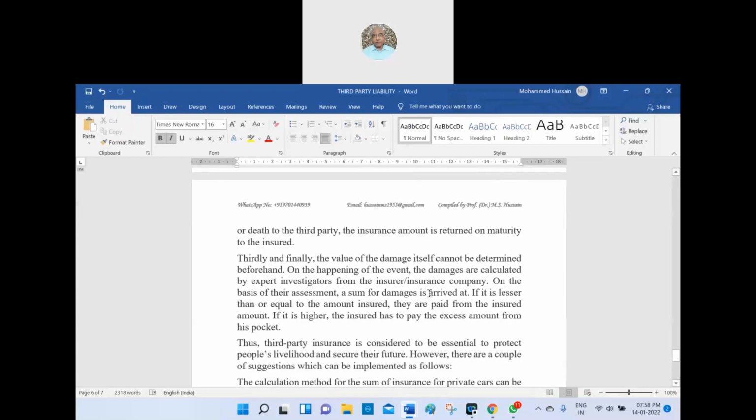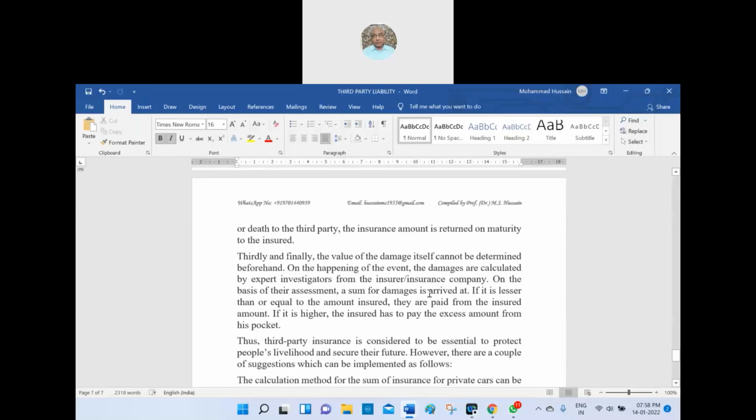Thirdly and finally, the value of the damage itself cannot be determined beforehand. Can you imagine that an accident is going to happen now and this much damage would be there? No, we cannot anticipate. Once the accident has occurred, then we can calculate the assessment of the damages.